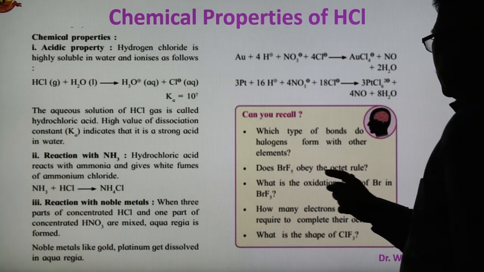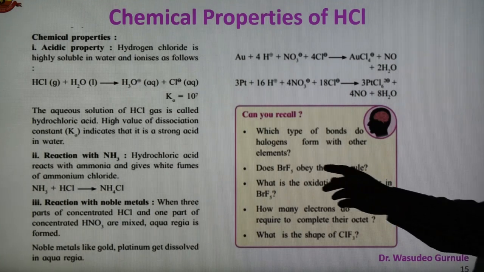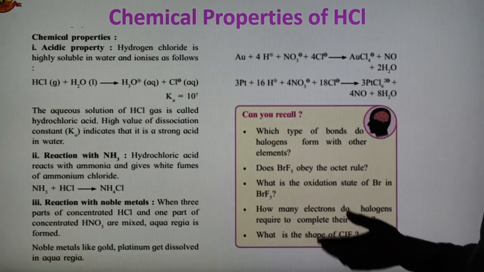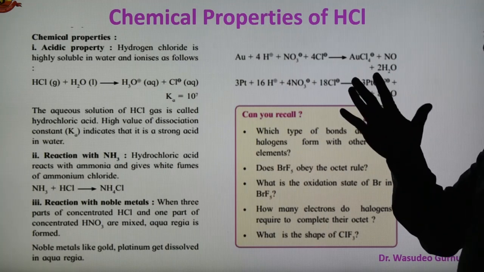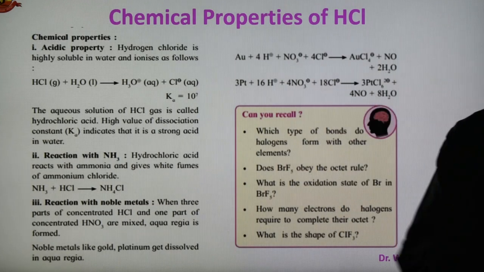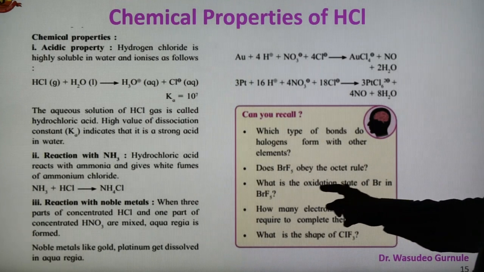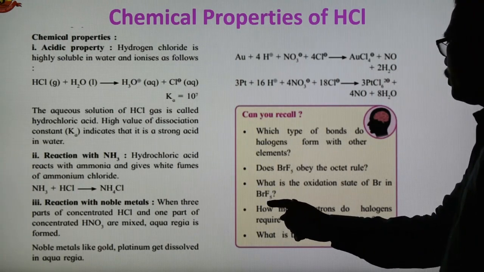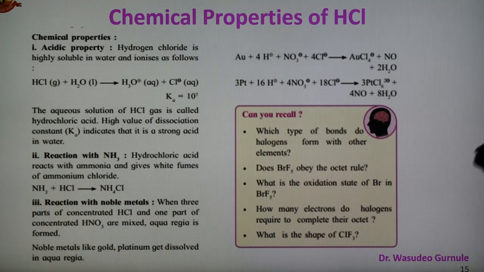Does BrF5 obey the octet rule? No. BrF5 is an interhalogen compound and does not obey the octet rule because there are more than 8 electrons. Bromine has 7 electrons. All halogens have 7 electrons, and out of 7, 5 electrons overlap with the 5 electrons of fluorine, and the remaining 2 stay as a lone pair. So a total of 12 electrons are around the bromine. Therefore, it does not obey the octet rule. What is the oxidation state of bromine in the compound? Bromine pentafluoride is an interhalogen compound, and in this bromine has a +5 oxidation state.